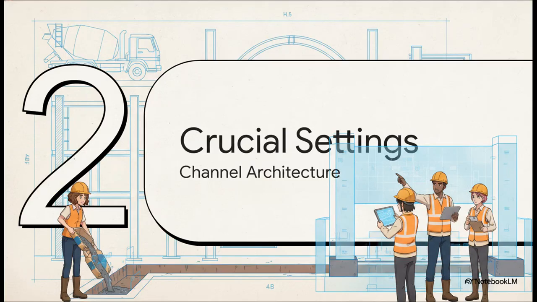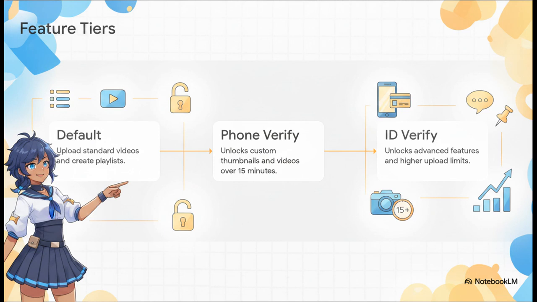Moving right along to section 2, crucial channel settings. Think of these verifications as the concrete foundation of your channel's architecture. YouTube essentially makes you unlock your channel's powers in 3 phases. Phase 1 is default. You're good to upload videos right away. But Phase 2? That requires phone verification. Doing this is huge because it unlocks the ability to use custom thumbnails and post videos longer than 15 minutes. And don't worry, handing over your phone number is completely safe. YouTube just uses it to block spam, and they cap it at verifying 2 channels per year per number.